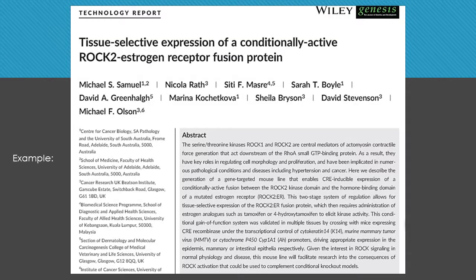Here is an article showing you an example of transgenic mouse creation. In this article, the foreign gene that was added in the mouse is ROC2. The researchers in this paper wanted to see if addition of the ROC2 gene may influence cell morphology or cell proliferation. Therefore, in the future, this gene may be targeted for therapy, maybe in certain diseases such as cancer.